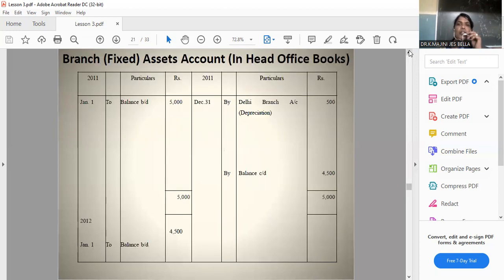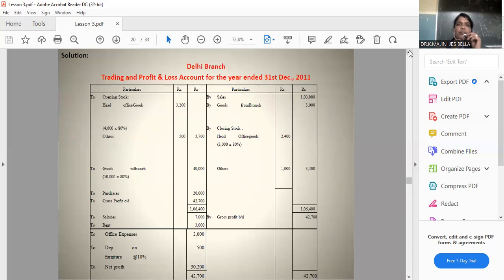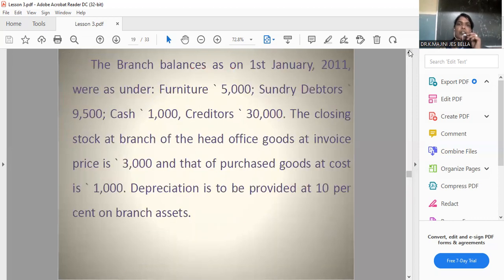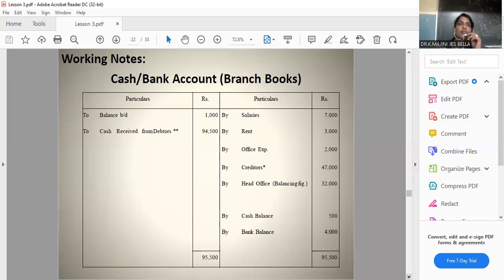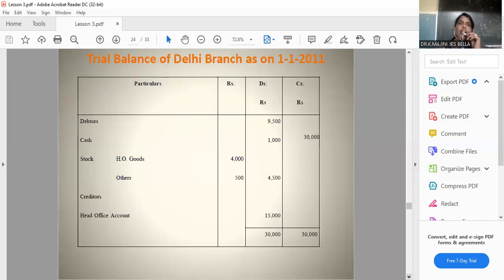Okay. Now we can see the balance of this head office. How much? 32,000. Okay. So next we'll move for the trial balance of Delhi branch as on 1/1/2011. Okay. So just you put 3 columns, particulars column, debit column, and the credit column. First, you have to write it debtors. Debtors how much? 9,500 are there, right?